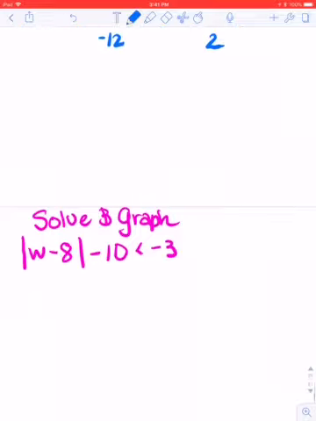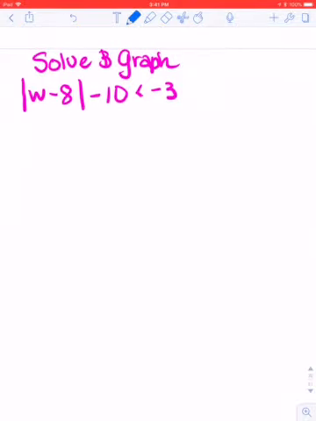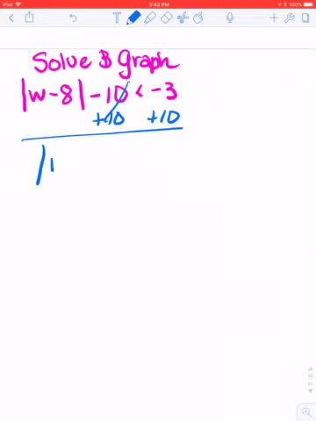Okay, let's take a look at one more. On this one, we need to be able to solve and graph as well. But in order to get this absolute value by itself, I need to get rid of this minus 10. So the opposite of subtracting 10 is adding 10. So I have the absolute value of w minus 8 is less than, and negative 3 plus 10 is positive 7. Now that the absolute value is by itself, I can do my two branches.